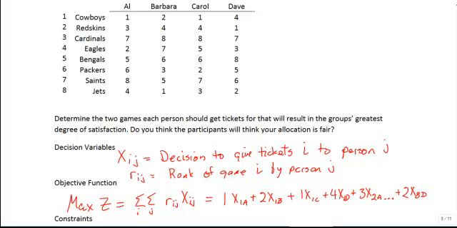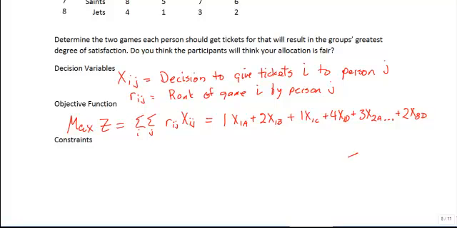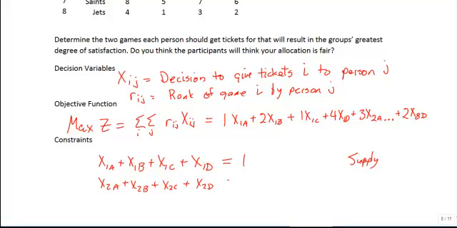That's our objective function. Now, 2 different types of constraints for this assignment problem. We need to ensure that each game is assigned, and we need to ensure that each of the people gets 2 games. So we'll have a total of 8 supply constraints, and we'll have a total of 4 demand constraints. Supply constraints. First supply constraint, X1A plus X1B plus X1C plus X1D, that's that Cowboy game, it has to be assigned. The Redskin game, X2A plus X2B plus X2C plus X2D has to equal 1 as well. 8 of those constraints, 1 per game.